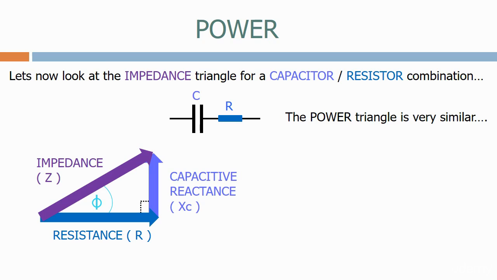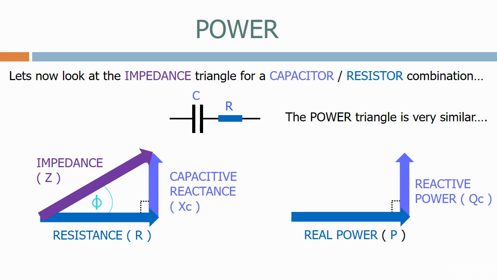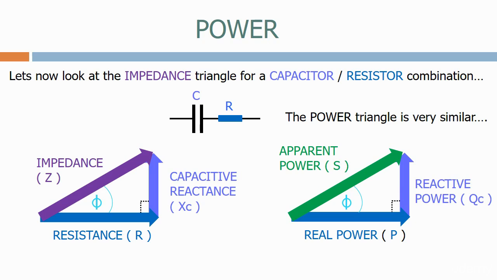The power triangle is very similar. Firstly, we have the real power vector P. Let's make that horizontal as a reference point. 90 degrees in front of that is the reactive power vector QC. The summation of the real power and reactive power vectors is the apparent power S. Phi is the phase angle between the real power and the apparent power vectors.